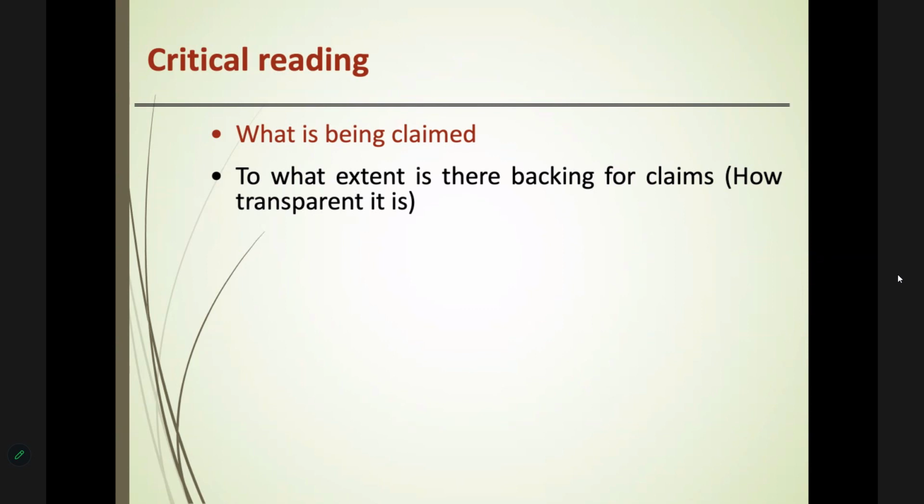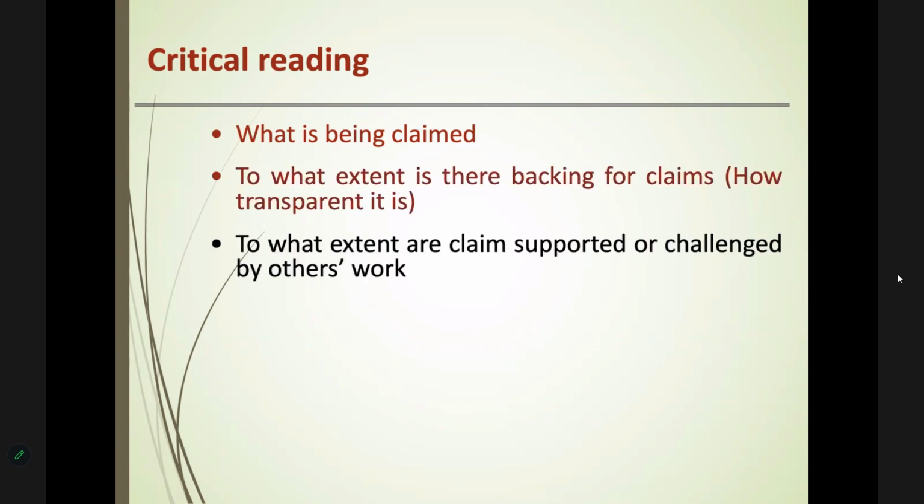So they are claiming that these particular causes are the main reason for the lack of efficiency in project management. They have come up with a list of reasons. On what basis are they giving these reasons? What is the transparency? Have they done proper research, or have they established that through a literature review? How transparent is their work, and do they have enough backing for their claim?